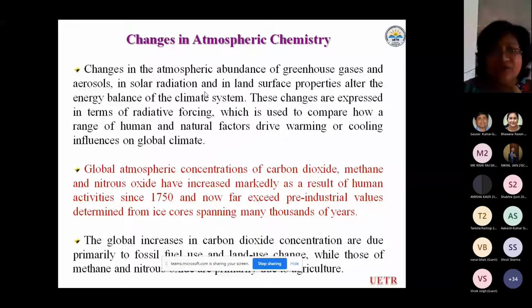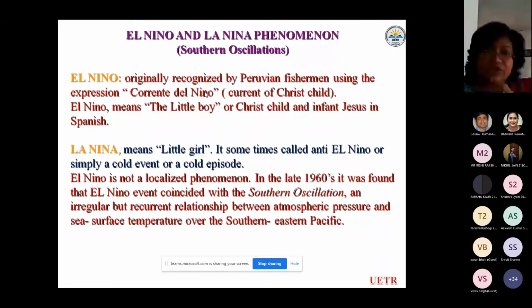So the next phenomena that I'm going to tell you about, El Nino and La Nina, are also related to climate change. In the present scenario you can see there is a change in the rain pattern. There is lots of precipitation in the atmosphere. Okay, what is the cause? The cause is two phenomena. I think these two phenomena are very new for a few students. So, El Nino and La Nina.